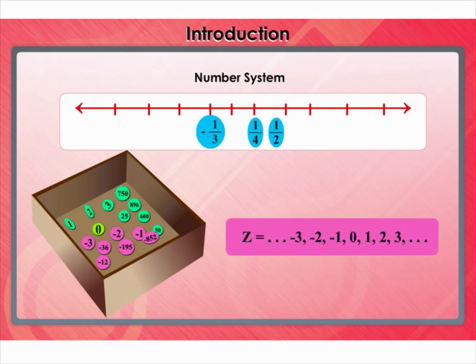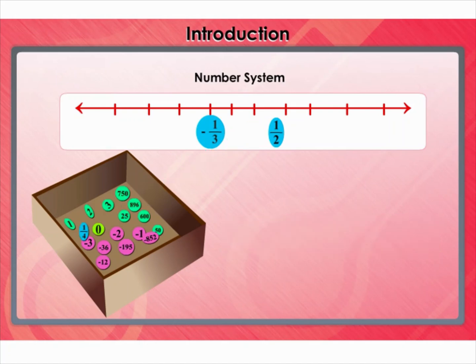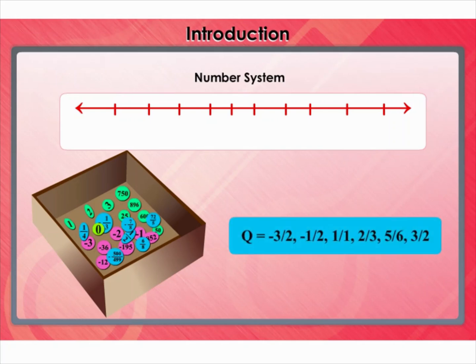Observe. Still, a few numbers are left on the number line. There are numbers like 1 by 4, 1 by 2, 3 by 4, and so on. Put all such numbers also into this box. It will now be a collection of rational numbers. The collection of rational numbers is denoted by capital Q. Rational comes from the word ratio, and Q comes from the word quotient.